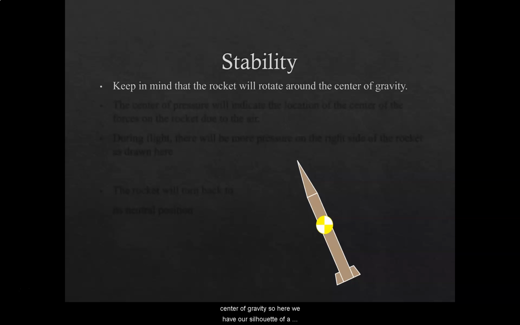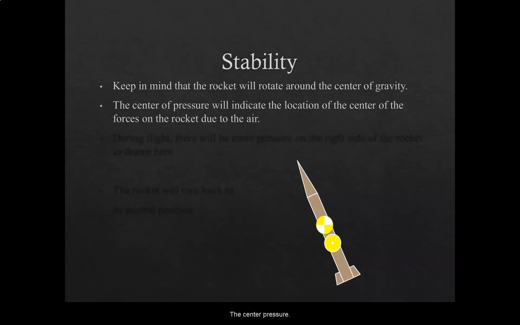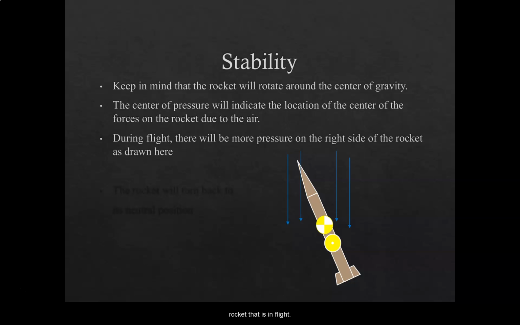So here we have our silhouette of a model rocket. The center of gravity is marked. The center of pressure, in the case of a stable rocket, is below or behind the center of gravity. And that indicates the location where the aerodynamic forces acting on the rocket will be applied. So we've indicated the aerodynamic forces of a rocket that is in flight, going up through the atmosphere. If the rocket starts to tilt in one direction or another away from its neutral position, then you'll find that there will be more pressure on one side of the rocket than on the other.